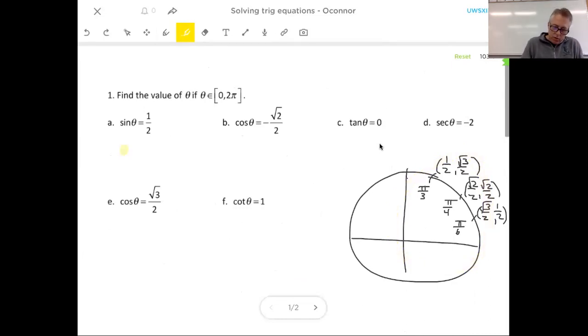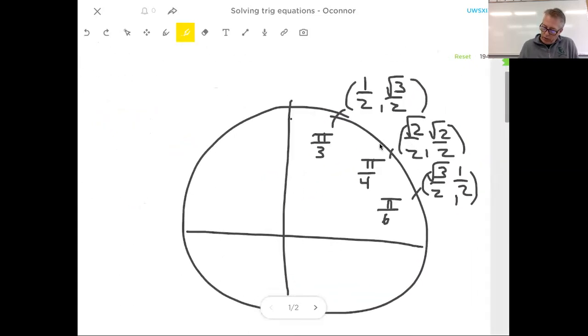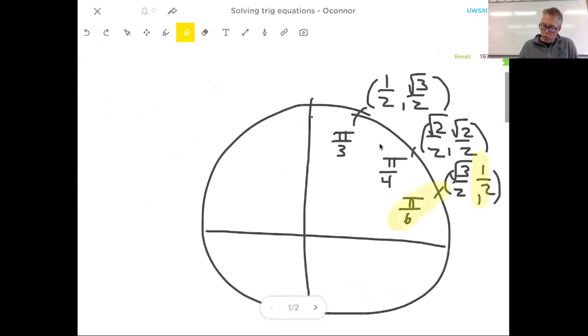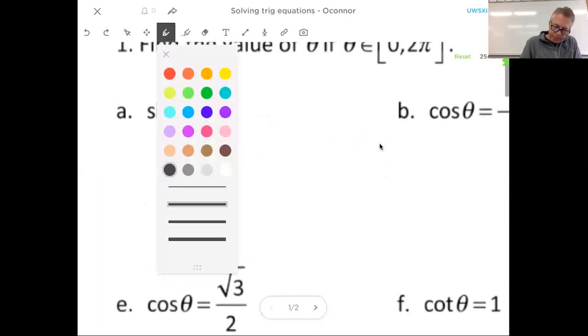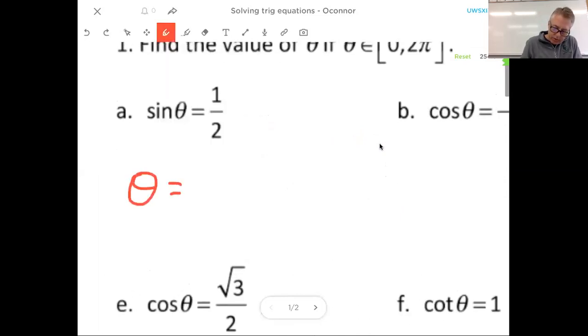If I want to find where the sine of theta is equal to 1/2, I know that the sine is the y value. So I'm looking, where is the y value equal to 1/2? Well, it's right here. The sine is 1/2 there. I also know that the y value is positive in the second quadrant. So I have to answer pi over 6, but I also have to answer 5 pi over 6. So those are my two answers for the first problem, that the sine is equal to 1/2 at pi over 6 and at 5 pi over 6.